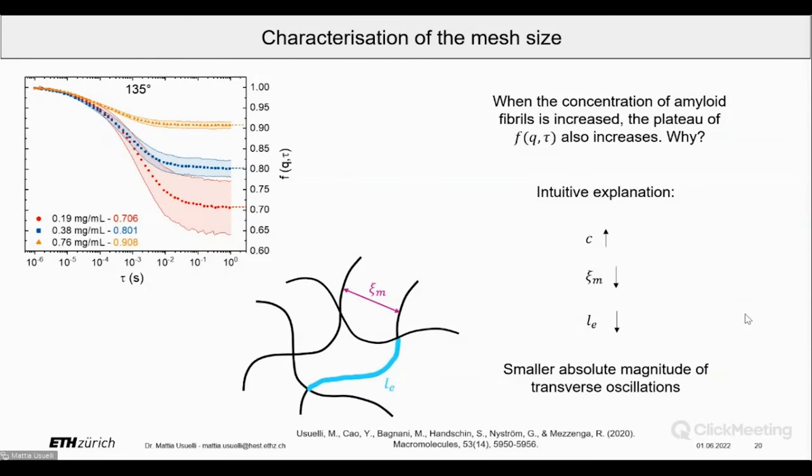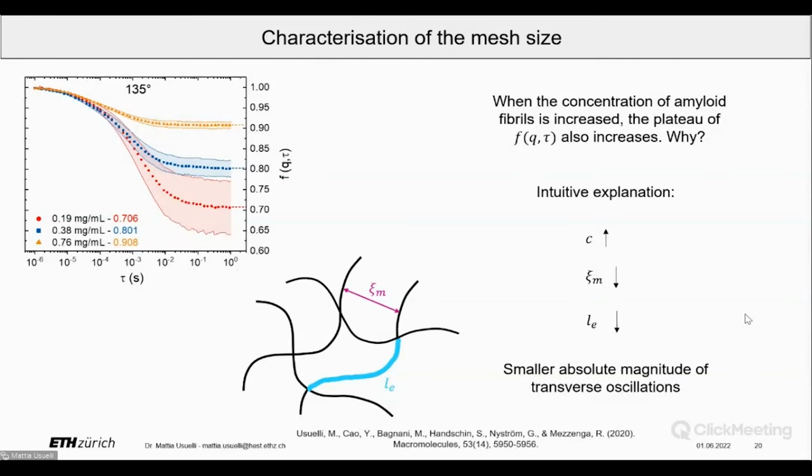Due to the fact that the concentration is getting higher, the fibrils are more next to each other, so the mesh size is getting lower. The entanglement length is getting smaller, and this means that I have only small portions of my fibrils that can perform transverse oscillation. So the motion gets more and more constrained. Something also interesting that you can see from this data is that the higher the concentration, typically the smaller the standard deviation of the intermediate scattering function. This is related to the fact that the higher the concentration, the more homogeneous the sample is getting. So the single sub-ensembles that I'm probing are actually more similar to each other.